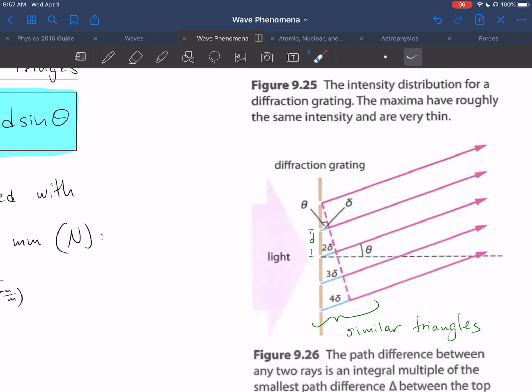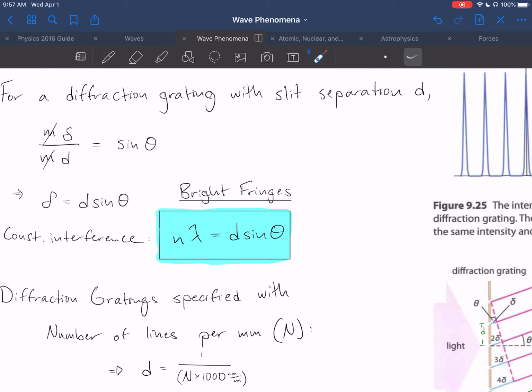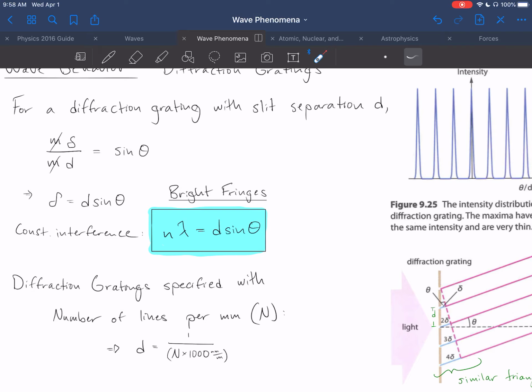As a result, you get constructive interference in particular when m delta, m being the number of the slit, divided by m d, that is the distance between the slits, is exactly equal to sine theta. And therefore you get bright fringes where n lambda, so that's the order of the diffraction, is equal to d sine theta, because the path difference is equal to little d times sine theta.